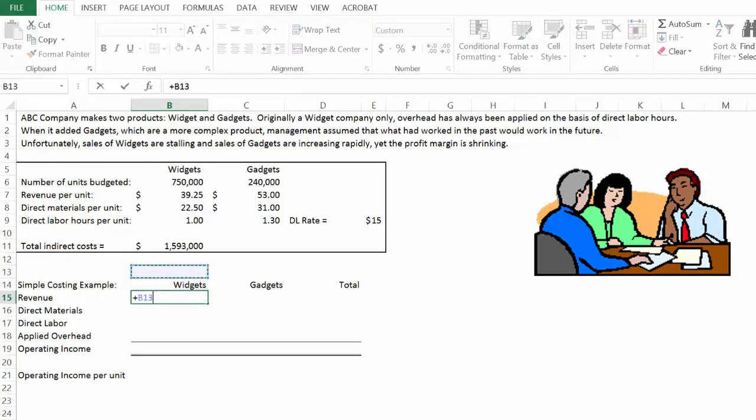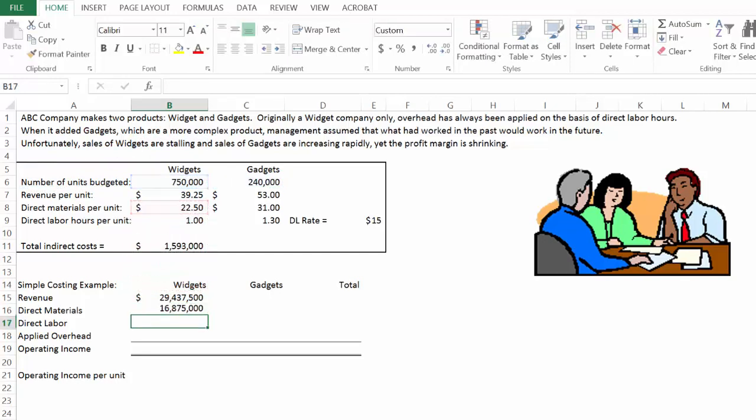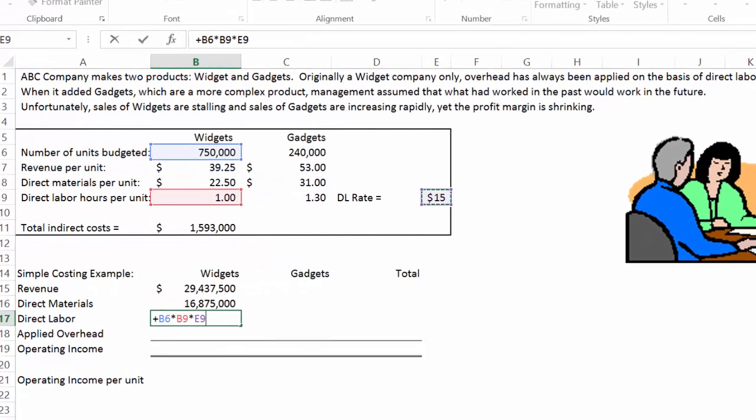The revenue for widgets is the number of widgets that they're going to sell times the revenue per unit. The direct materials, of course, is the number of widgets that they're going to sell times the value of the direct materials per unit. And then the direct labor is the number of widgets that they're going to sell times the number of hours it takes to make one widget times the hourly rate.